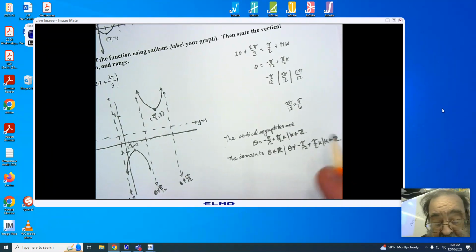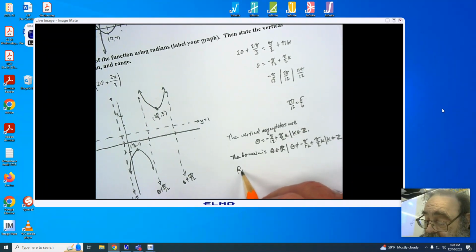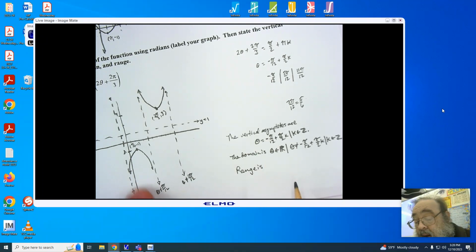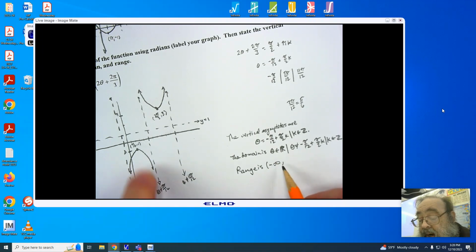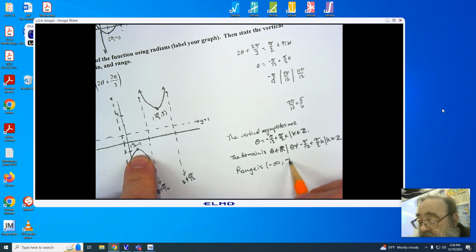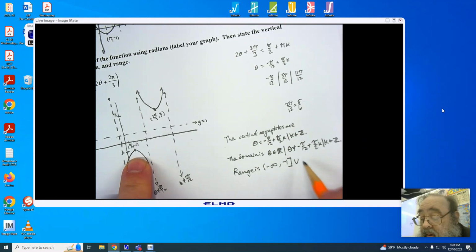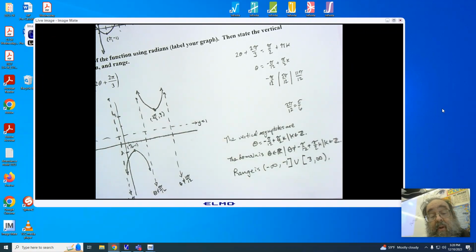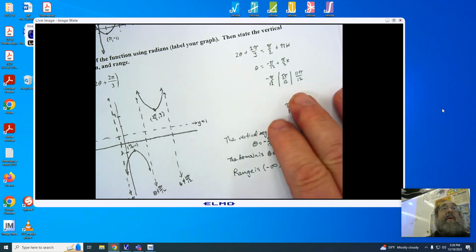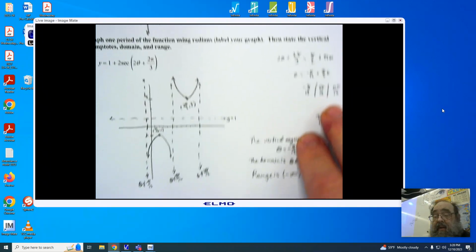All I have left is the range. And the range is going to be from my lowest, which is negative infinity, going up to that negative 1. Then there's a gap, which I'll put a union for. I'm starting at 3, and I'm going to positive infinity. So there you go. This is what we're doing on the test. This is what it will look like.